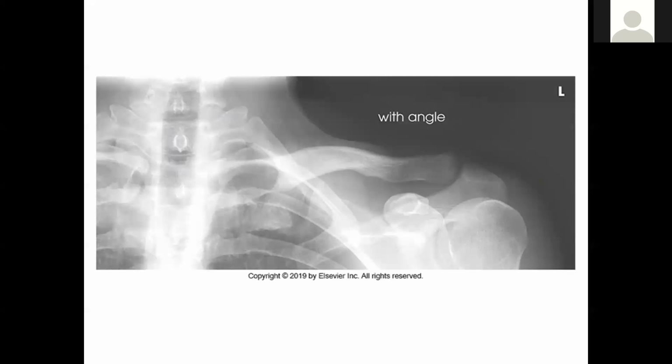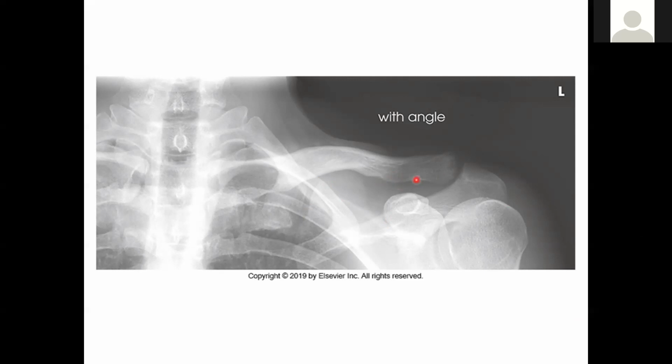An AP axial view, same type of collimation with a tube angle of 15 to 20 degrees, typically cephalic angle. The goal here is to project the clavicle above the superior angle of the scapula, which you can see here. The axial projection gives you a better view of the conoid tubercle.